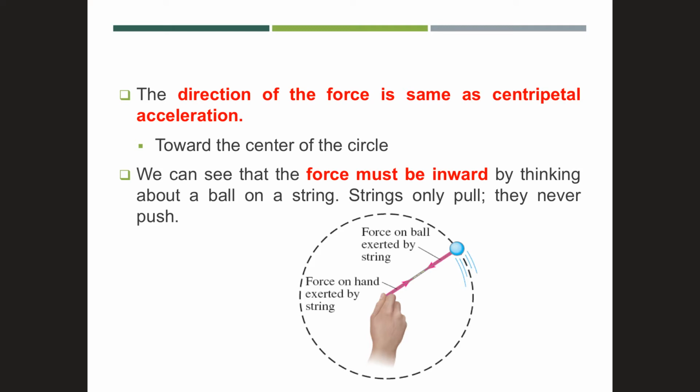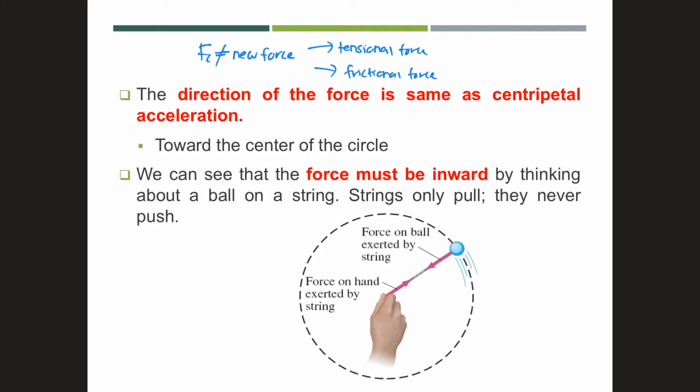So basically here I just want to state that centripetal acceleration is not a new force, which means that centripetal acceleration is produced because of other forces. It can be tensional force or it can be frictional force. Okay, but it depends on the situation of the question.